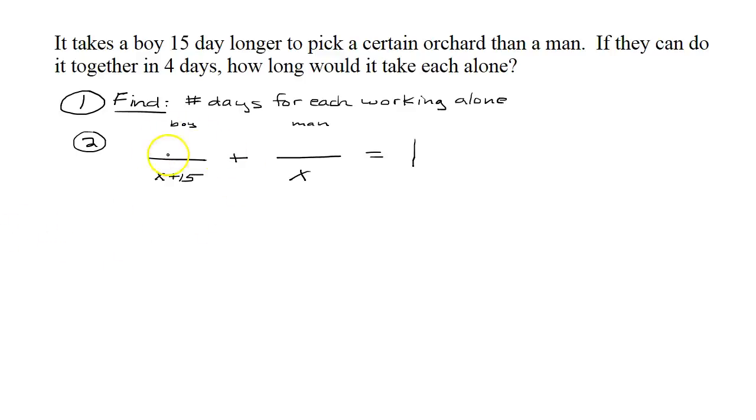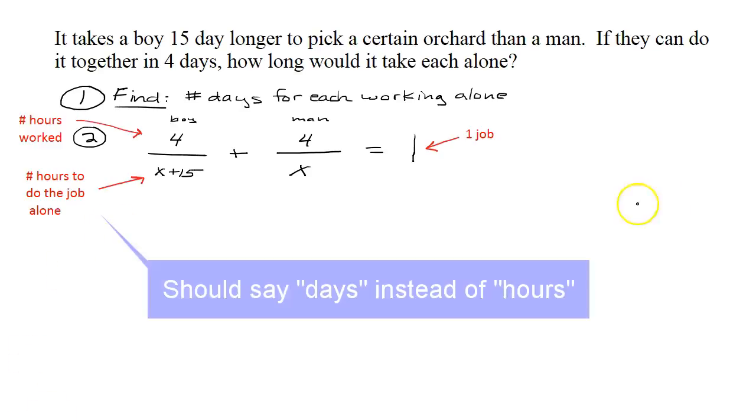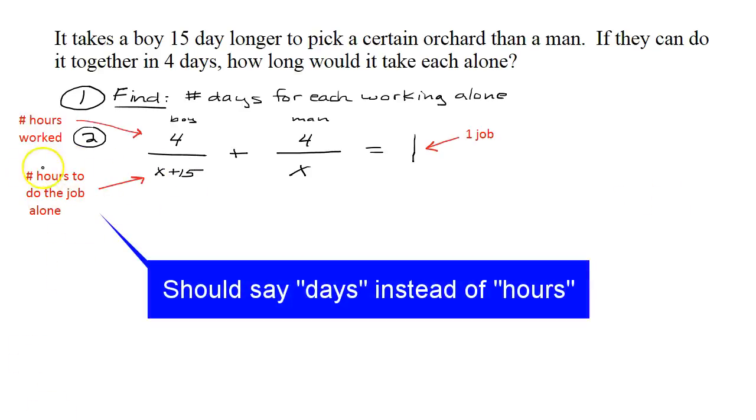Now if you look at the top, that's where we put how long it would take them each working together, or actually just working, and it looks like they're going to work together for 4 days. So they're both working the same amount of time, and it's 4 days. So that means I put a 4 here, and I put a 4 there. So remember what goes on each part of the fraction. In the denominator, we put the number of hours to do the job alone, and in the numerator, we put the number of hours worked. And it always equals one job.